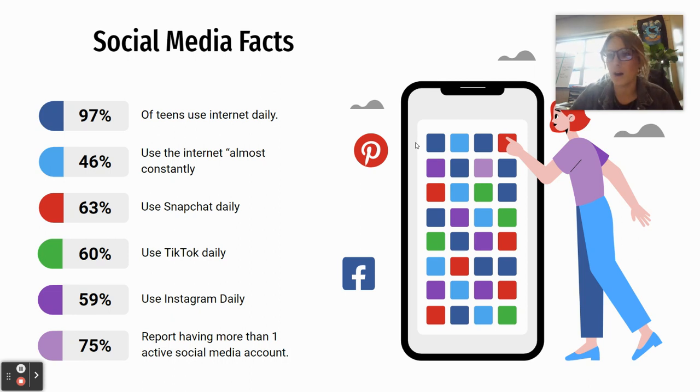Okay, of our social media outlets, 63% use Snapchat daily, 60% use TikTok daily, 59% use Instagram daily, and 75% of teens report having more than one active social media account. So that might be, I use Snapchat every day, and I also have Instagram, and I have Facebook, and I also have a TikTok account that I frequently visit.